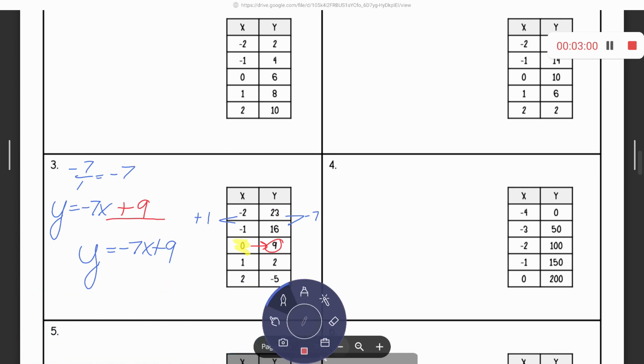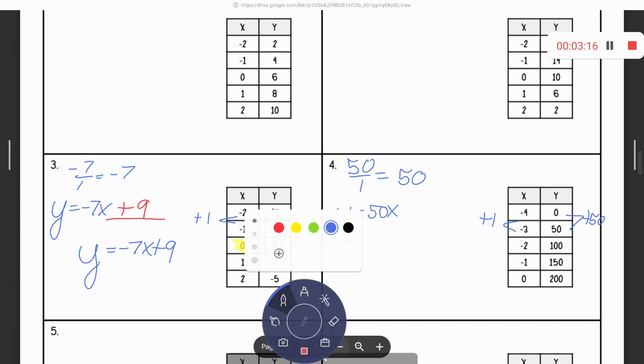All right, number 4. Change of y is plus 50. Change of x is plus 1. So that's going to be 50 over 1, which is 50. So that means my equation starts off with y equals 50x.